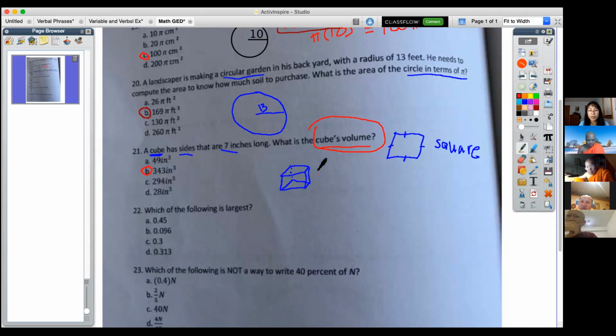Because each side is 7. Volume is length times width times height. Because the length, the width, and the height are the same, it's 7 times 7 times 7. So that's why it is B.